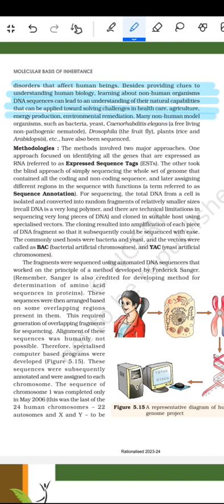Many non-human model organisms such as bacteria, yeast, Caenorhabditis elegans, a free-living non-pathogenic nematode, Drosophila, plants, Arabidopsis have also been sequenced. Methodology: the methods involve two major approaches.